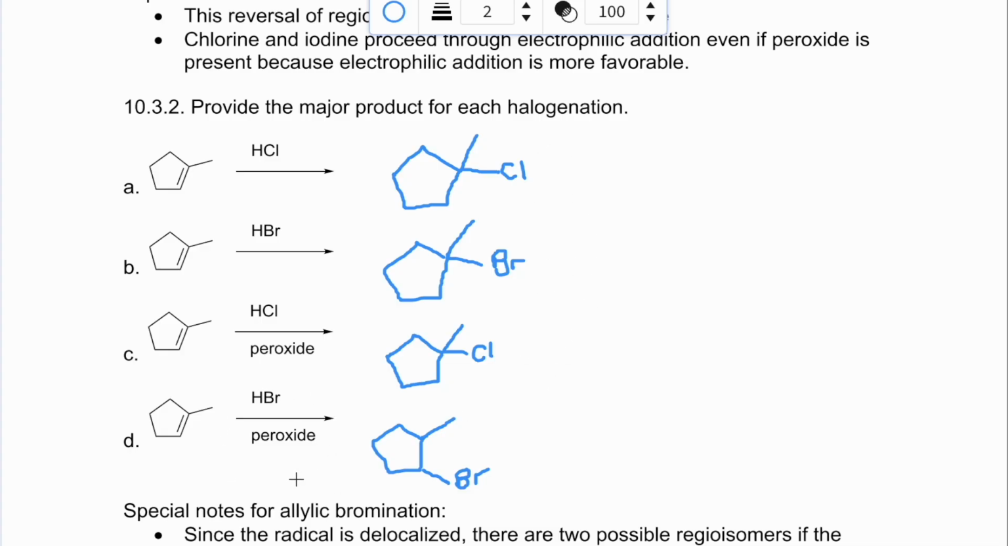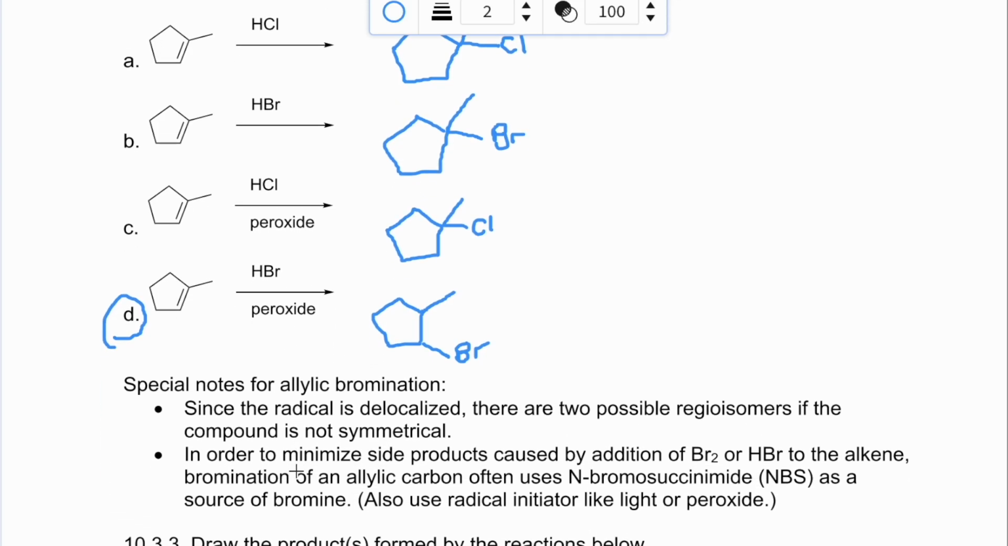The peroxide goes through a radical, so the bromine adds first, forming the tertiary radical, which then gets a hydrogen. So we have the anti-Markovnikov product forming when you have a radical mechanism here, which only applies to D, the HBr and peroxide combination.